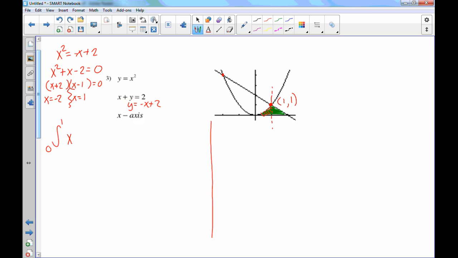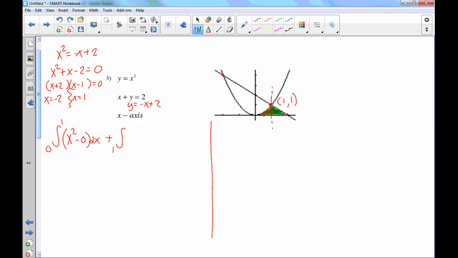It's the parabola on top, x squared, minus, what's the bottom? Actually, the x-axis, which is 0. You don't really have to write the 0, but just for these purposes. Plus, we have another integral, this green term over here, from 1 to, oh, I guess we should find out what that is.